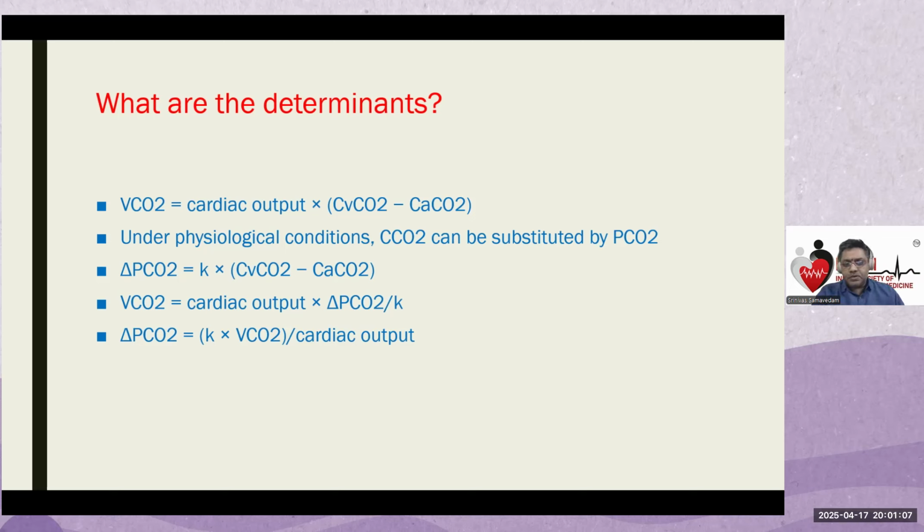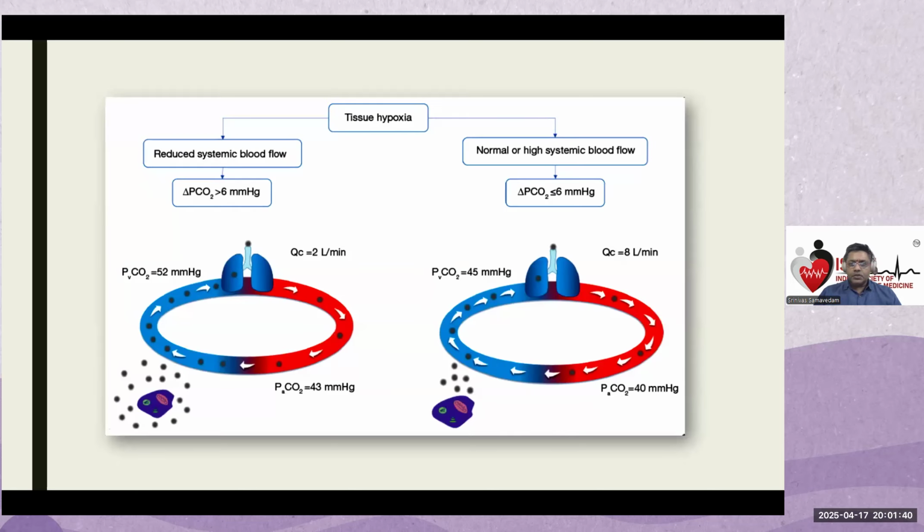So the delta PCO2, the delta CO2, is equal to the product of a constant and the difference between venous and arterial carbon dioxide content. And if you invert that equation, the venous carbon dioxide is a reflection of the cardiac output. So the lower the cardiac output, the higher the delta PCO2. If you reverse that equation, the delta PCO2 is inversely proportional to the cardiac output. So this is how it looks.